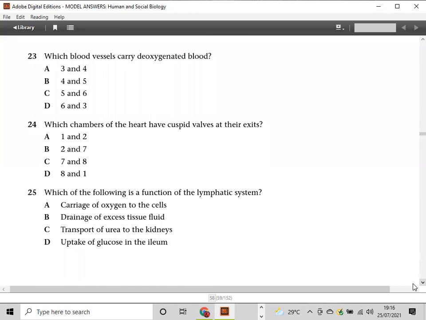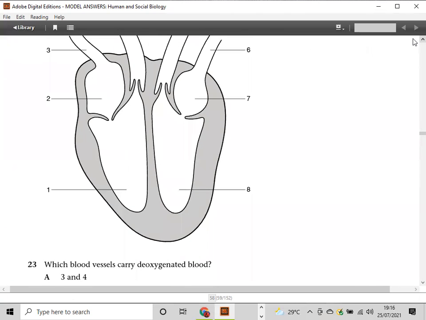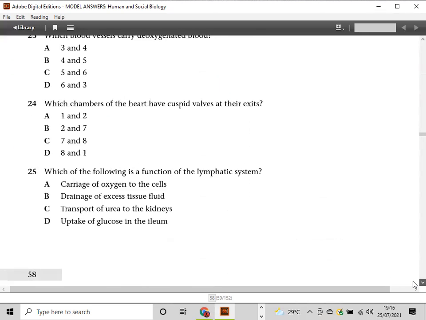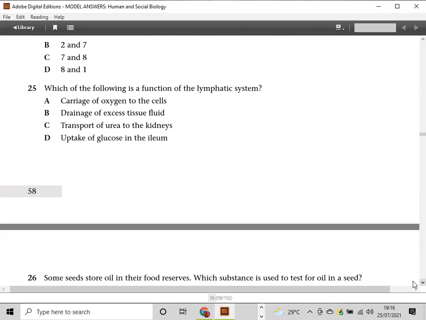Alright, which number of the heart has semilunar valves at their exits? 25 rather, which of the following is the function of the lymphatic system? 30 seconds.